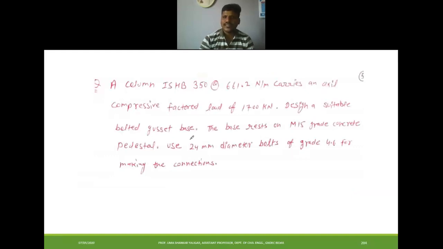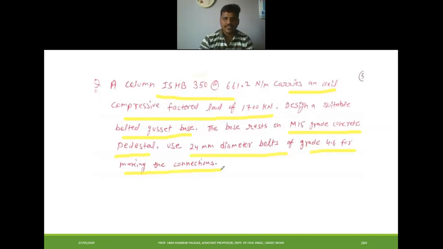Now we will move to the next type of problem, that is the gusseted base. A column ISHB 350 at 661.2 Newton per meter carries an axial compressive factored load of 1700 kilonewton. Design a suitable bolted gusseted base. Now see here, you can observe the load is more than 1500 kilonewton. Whenever the load is more than 1500 kilonewton, generally we will go for a gusseted base. The base rests on M15 grade concrete pedestal, and use 24 mm diameter bolts of grade 4.6 for making the connections.